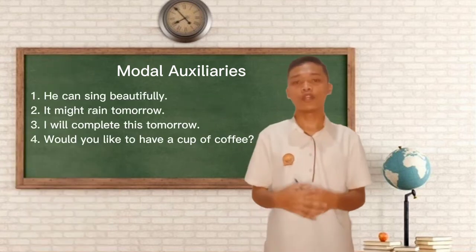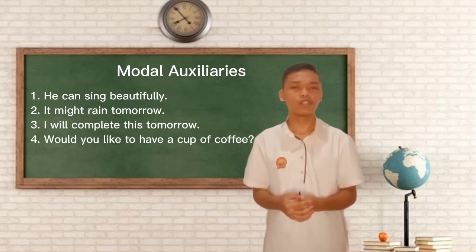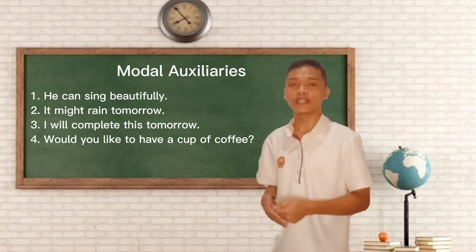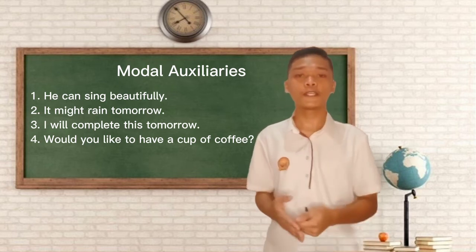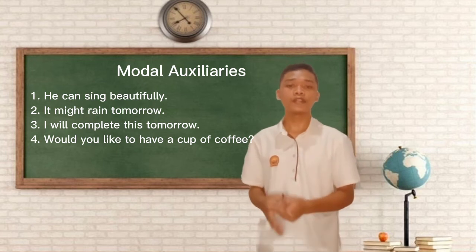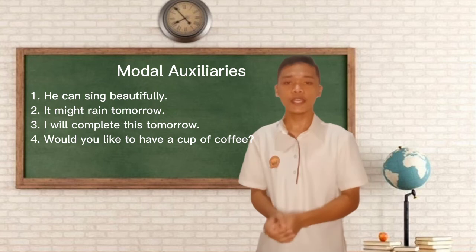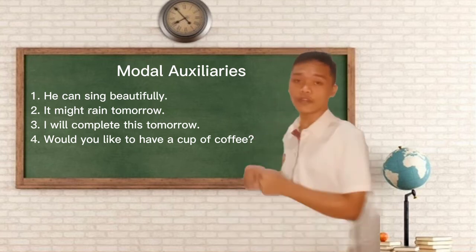So we have here example number 1. The sentence is, he can sing beautifully. What is the modal verb here? Yes, very good, you're right. Can is the modal verb here. So what indication of modality is being expressed here? Yes, Terence Blair. That's right. The sentence expresses ability because of the word can. Yeah, very good. That's correct.